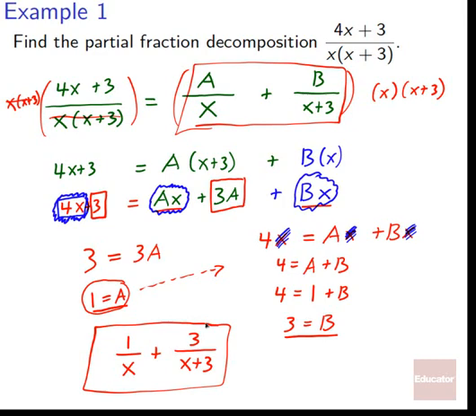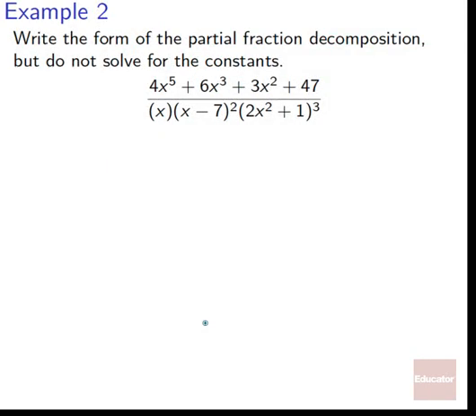All right, next one. Write out the form of the partial fraction decomposition, but do not solve for the constants. That's good, because this will be a doozy if we actually had to solve it. So first we've got x, and then x minus 7 squared, and then 2x squared plus 1, an irreducible quadratic, cubed. All right, so we've got A over x plus, next one is a linear, so it's also just one constant up top, x minus 7, but it's squared in our original thing, so it gets squared.